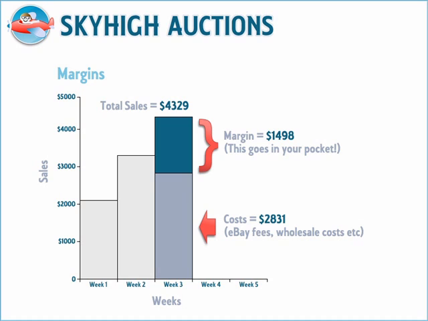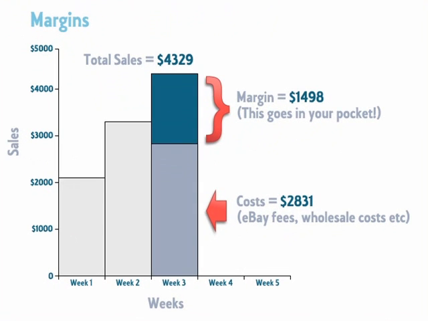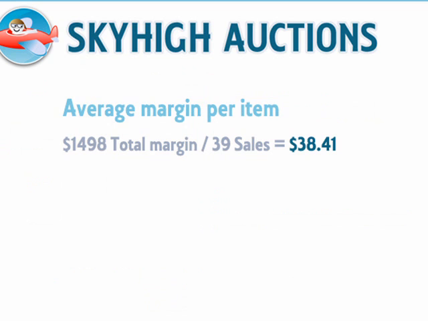So, if the iPods and accessories that you sold during the week cost you $2,831 to buy wholesale, and you receive $4,329 from your sales, then your total margin for the 39 items you have sold this week is $1,498. You can then work out your average margin per item by dividing the total margin of $1,498 by the 39 sales, which works out at $38.41 per item. Although, in reality, you would want to calculate your margins separately for your iPods and accessories.